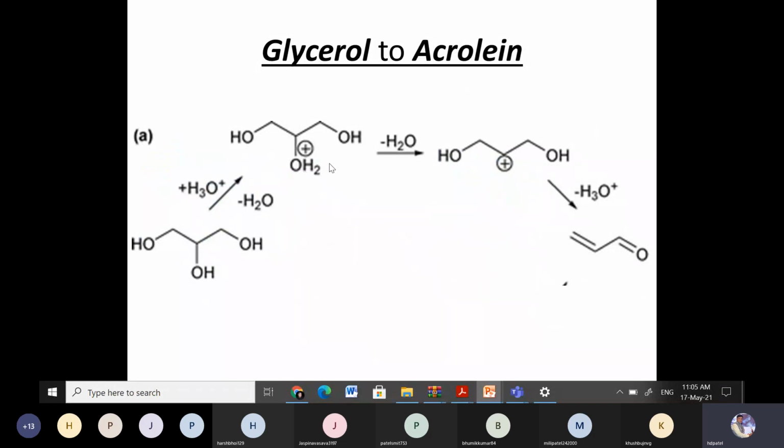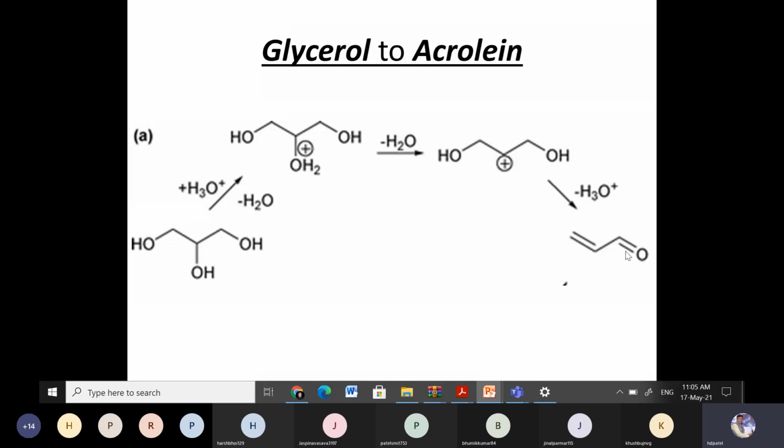When protonation takes place, it will convert it into OH2 plus. Now the oxygen has a positive charge, so the oxygen will pull electrons from the carbon, and as a result the carbon gives up electrons and we will get a carbocation. Now from this, deprotonation will take place and dehydroxylation also takes place, meaning OH and H are removed, and as a result we will get CH2 double bond CH double bond O. This compound is formed. Its name is acrolein.